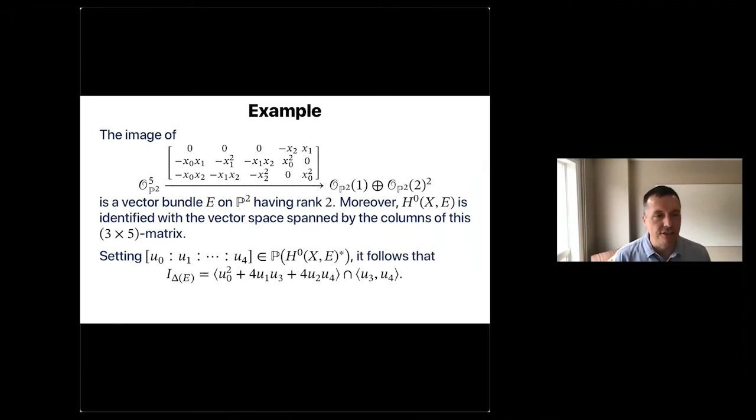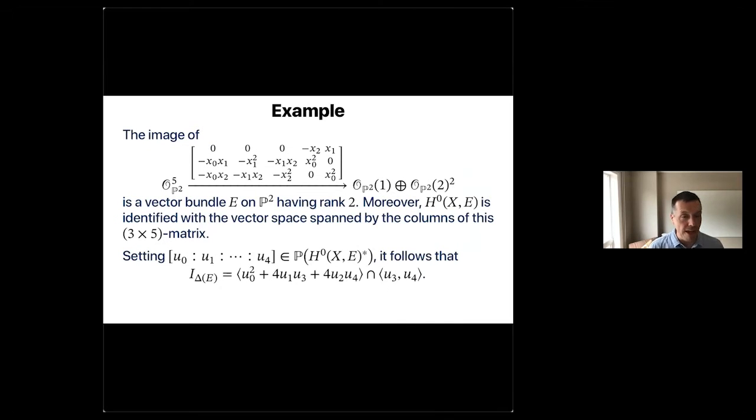So the example I'm going to look at is just on the projective plane, P2. I'll choose as my variables x0, x1, x2, as many people would. And I consider this map between direct sums of line bundles given by a 3 by 5 matrix. It happens to have just monomial entries up to a sign, so not so complicated. And the image of this thing is a vector bundle. One has to actually check that. It's not automatic that if I write down any matrix, its image is going to be a vector bundle. One has to check that it's locally free, and one can do that calculation without too much effort.